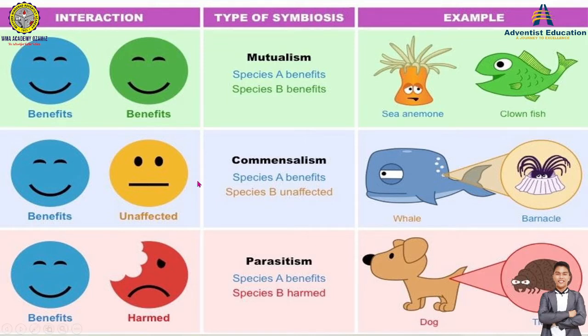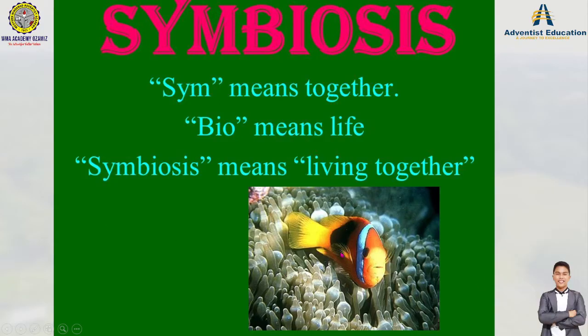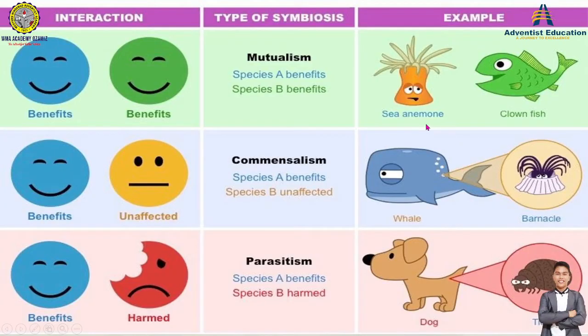We can see here species A and species B, they both benefit from each other. For example, here is a clownfish and this is the sea anemone. I'm sure you are familiar with this. When both species benefit from each other, that is called mutualism. When one species benefits and one is unaffected, never harmed, that is called commensalism. That is the second type of symbiosis. And the third one, when one benefits and the other is harmed, is called parasitism.